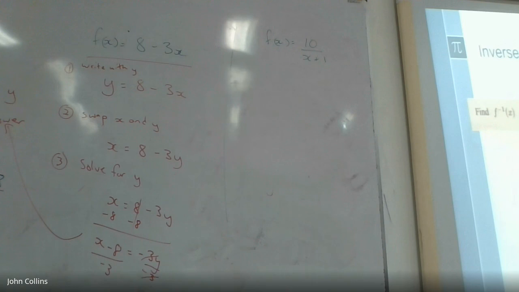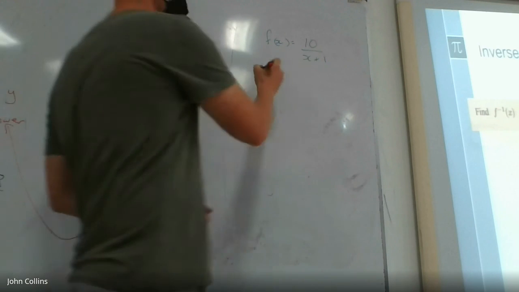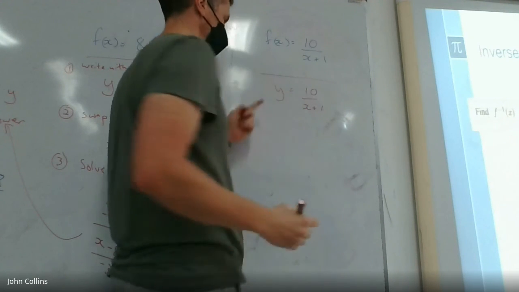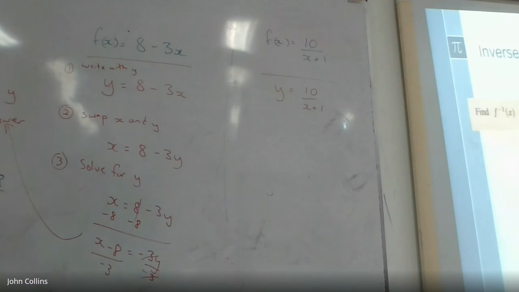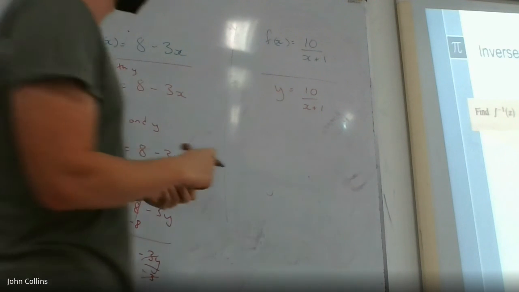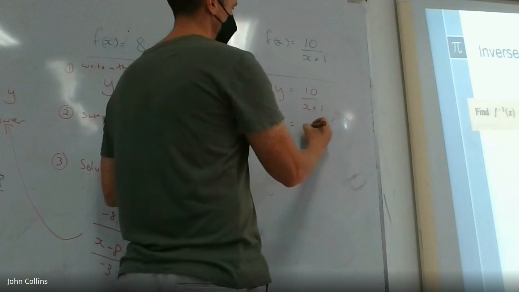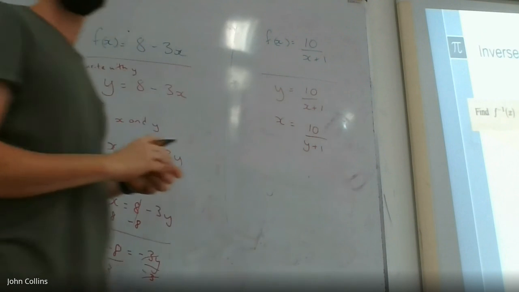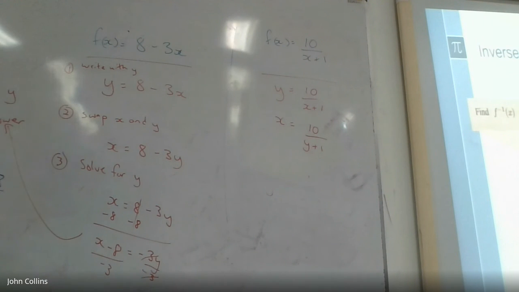My first step, I'm going to write it with a y. Y is equal to, yeah, no, not really. You can get straight to the second step. You want to just swap it, x and y straight away. Second step, I'm going to swap the x's and y's positions. x equals 10 over y plus 1. So x and y just swap position. And now we have to solve that for y. I want to get y equals now. This is from the algebra unit.